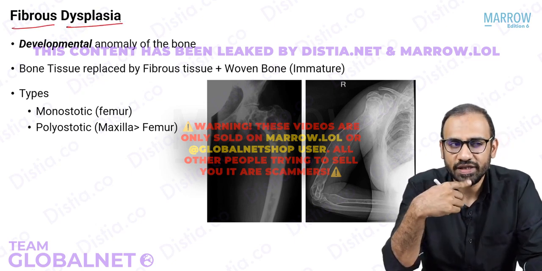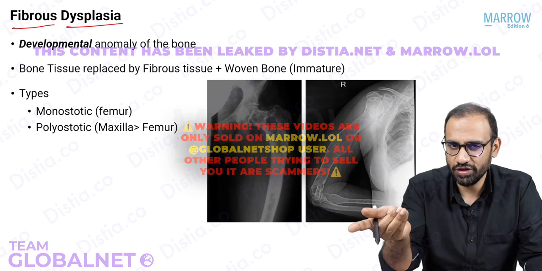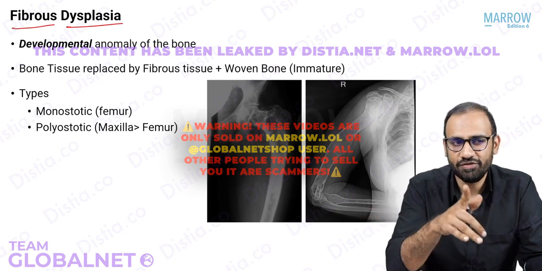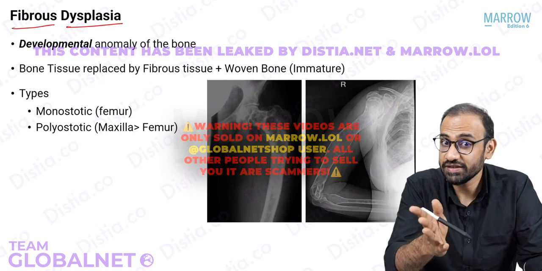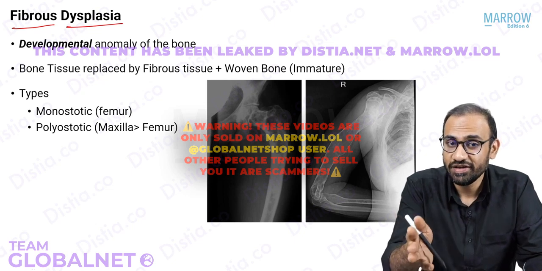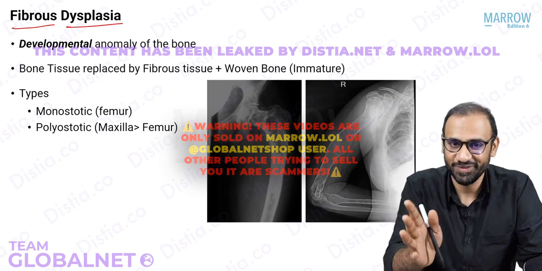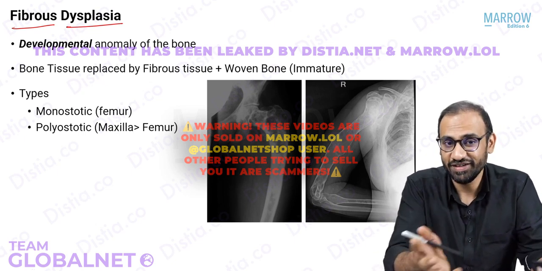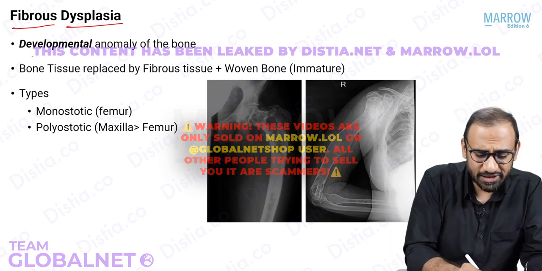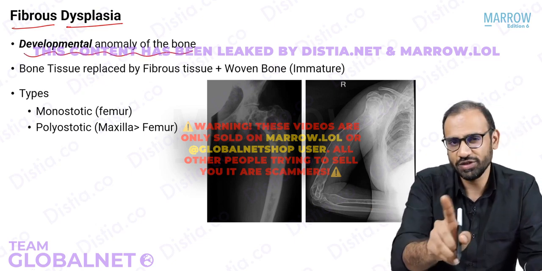What does the name mean? There is a dysplasia in the bone where the bone tissue is replaced by fibrous tissue. Essentially the same thing. In fact, it is. The bigger variant of fibrous cortical defect is fibrous dysplasia. Okay, essentially the same thing, but it's on a larger volume. It's basically a developmental anomaly of the bone because it's not a tumor.